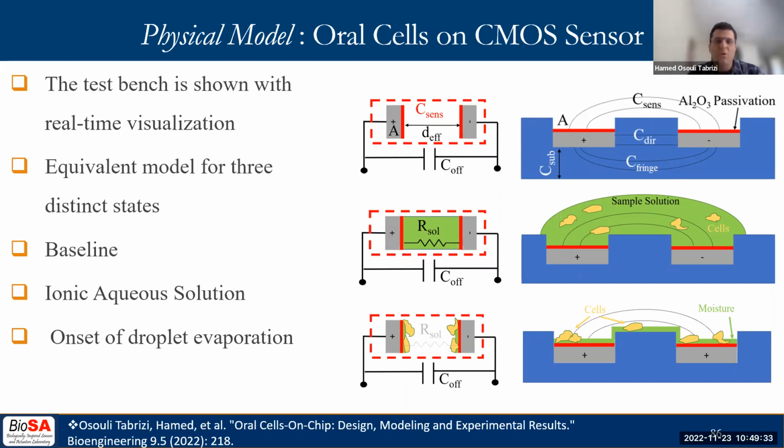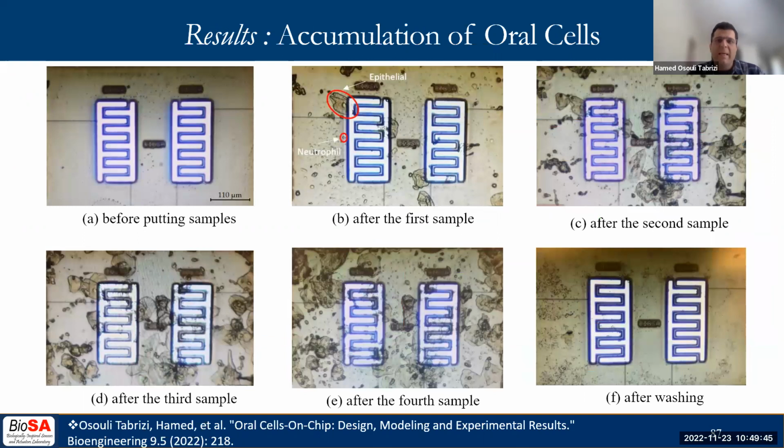The ionic sample solution has a high conductivity, and the proper time for measuring the cells is the onset of evaporation when there is a small amount of moisture that keeps the morphology of cells. Here, we see the images taken after evaporation of droplets. Images from A to E show the accumulation of cells after each time addition of 1 microliter sample. According to control hemocytometry results, there were 7 neutrophils and 13 epithelial cells in each 10 microliter sample.